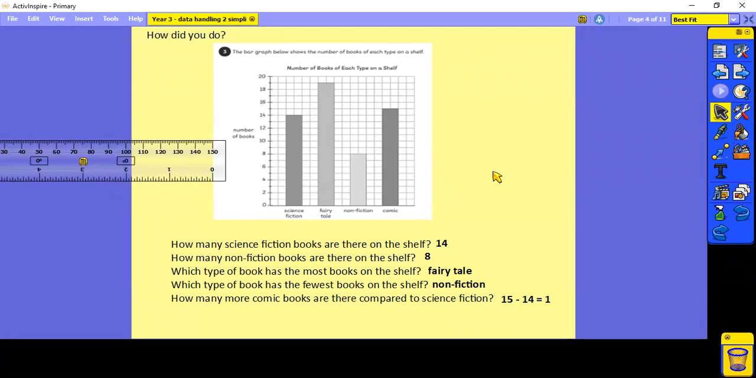Which type of book has the most books on the shelf? That was fairy tales, we can see very clearly there. And which type of book has the fewest books on the shelf? That was the non-fiction here. And then how many more comic books are there compared to science fiction books? So there were 15 comic books, and we're going to take away the 14 science fiction books. So that means there was 1 book extra.